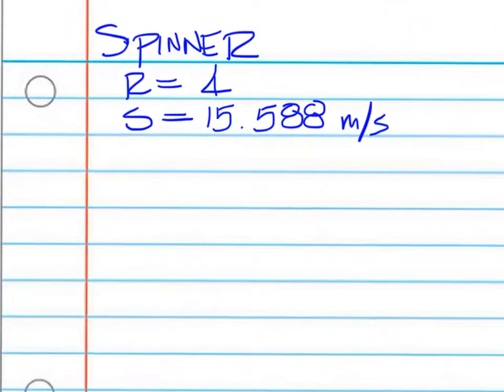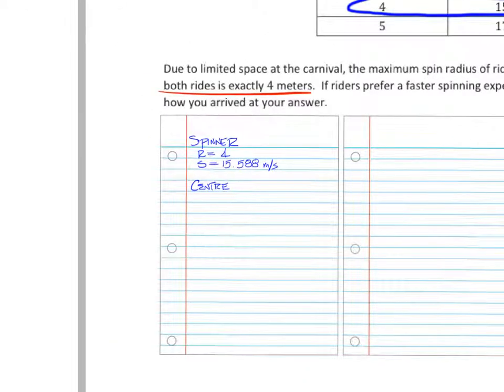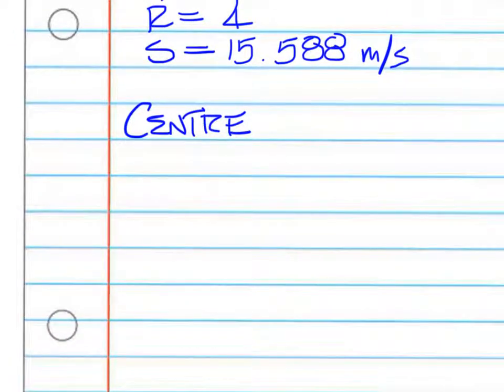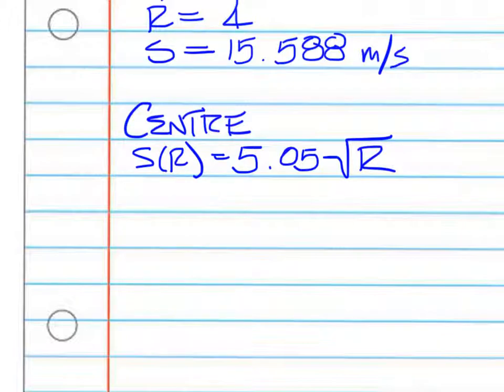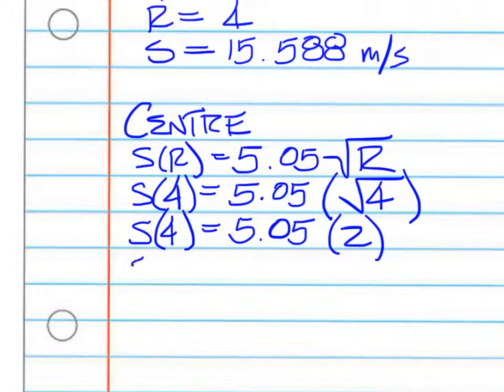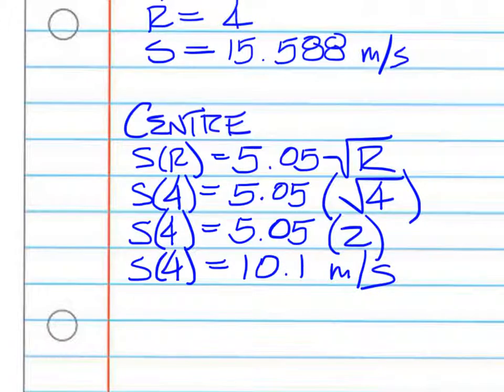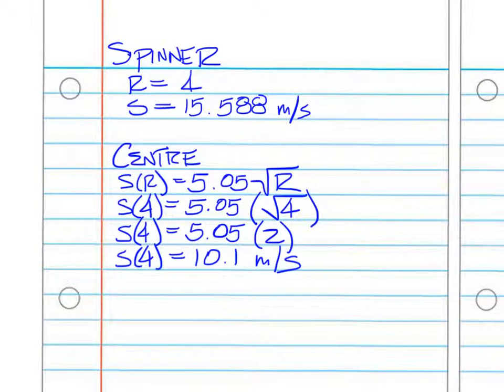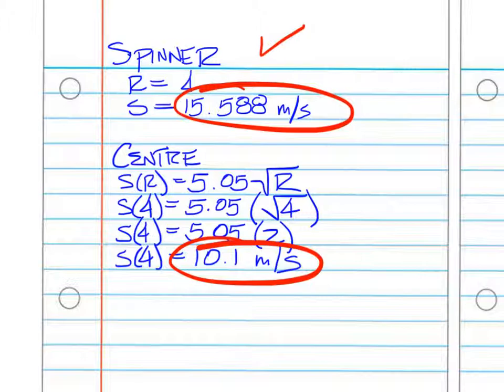So we'll come back down here and we will list the center ride. It has a function of, and the exact notation is S of R. So we will put S of R equals 5.05 times the square root of R. We want to test it out for a radius of 4. So S of 4 equals 5.05 times the square root of 4, which comes out to be 2. So 5.05 times 2 is going to give me a speed of what? 10.1 meters per second. Which one has the faster ride? The spinner. Yes, the spinner has the faster ride. Compare those two and come to your conclusion.